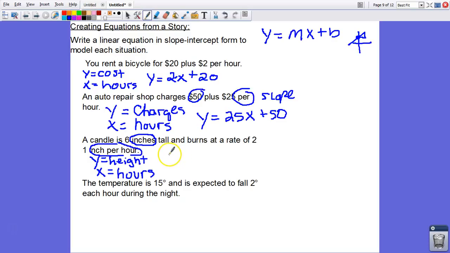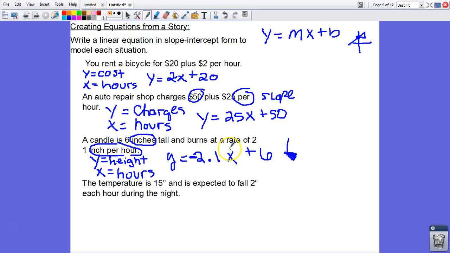Something else interesting about this is that it's obviously 2.1. If you didn't get that number correctly, that's my fault. 2.1 obviously is our rate, inches per hour, plus our candle was originally 6 inches tall, but our candle is getting shorter the longer it burns, right? And how do we recognize that in an equation? We put a negative. That means we're taking away 2.1 inches every hour that it burns.